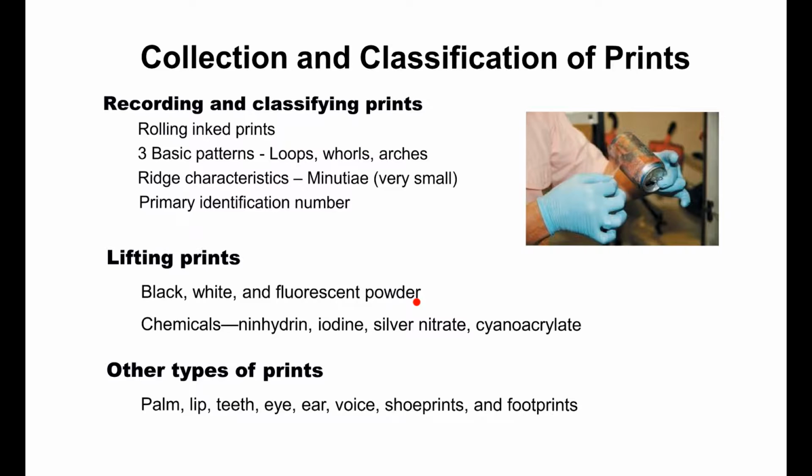We can also lift prints from the scene of a crime, and we do that by developing the print with some kind of powder or with some kind of chemical, and we'll step through all of these in the upcoming slides. There are also other things on your body that leave prints behind: your palm, your teeth, your lips, your eyes, your ears, even your voice has a specific print. Of course, there are things like shoe prints and footprints as well, and within the rest of the year, we'll look into some of these.